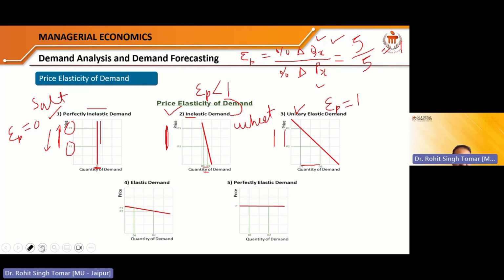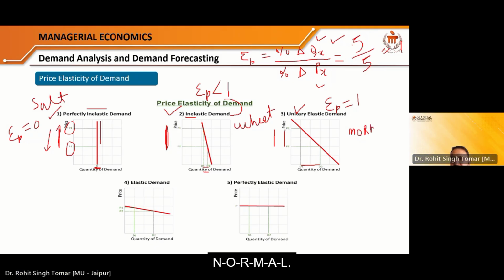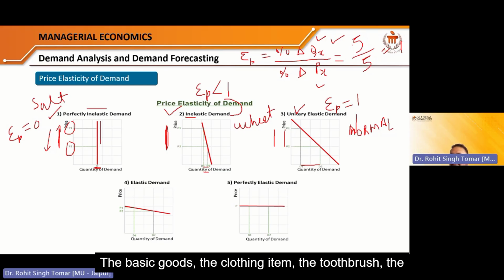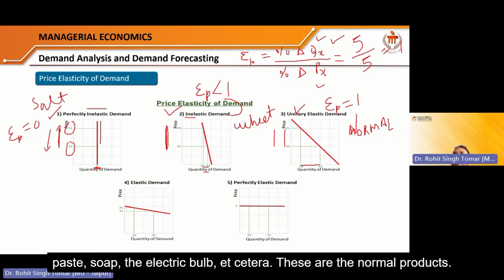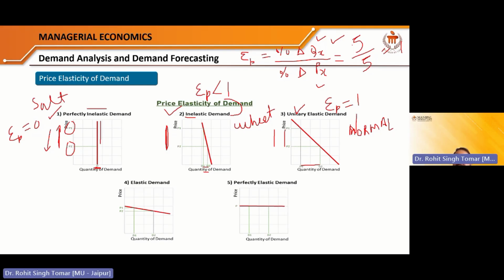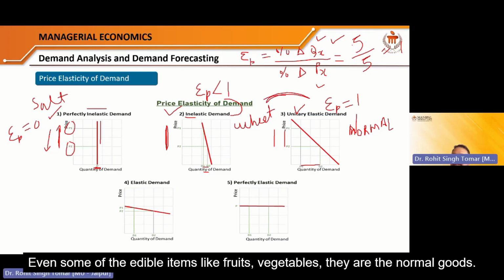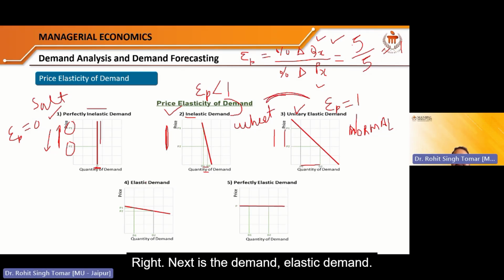I'm using the cursor. So normal goods can be the example here. Now, what are normal goods? The basic goods: clothing items, the toothbrush, the paste, soap, the electric bulb, etc. These are the normal products. However, these two terms are interchangeable, very rarely. Even some of the edible items like fruits and vegetables are normal goods. Right. Next is the elastic demand.